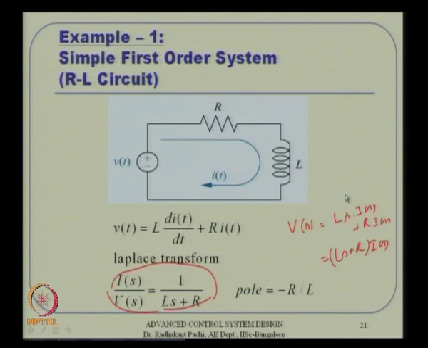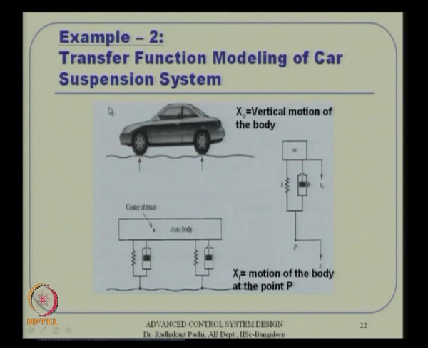Alright, now that is the first order system. So, a little more complex system, we all ride on these roads with a car and things like that. Those can also be modeled with respect to this input that is coming to the vehicle as some sort of a displacement, that is xi, that is nothing but the input to the system, and x0 is the vertical motion of the body, that is what you are interested in.